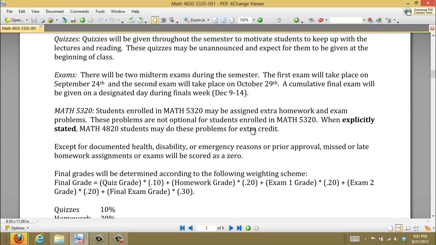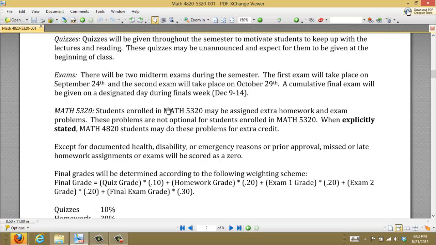As I mentioned, there are some slight differences between the two different classes. Math 5320 students, the students in the graduate level class, may be assigned extra homework or exam problems. The quizzes are going to be the same, but the Math 5320 students are going to have some extra homework problems that are harder than the 4820 problems, and their exams are typically going to be a little bit longer and/or a little bit harder. It depends on how I make the exam up each semester, but they're not going to have the same exam as 4820 students.